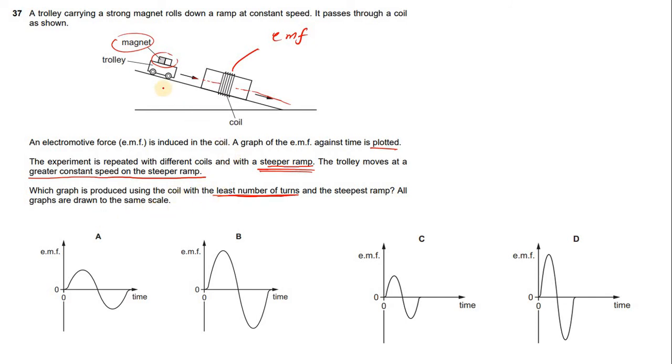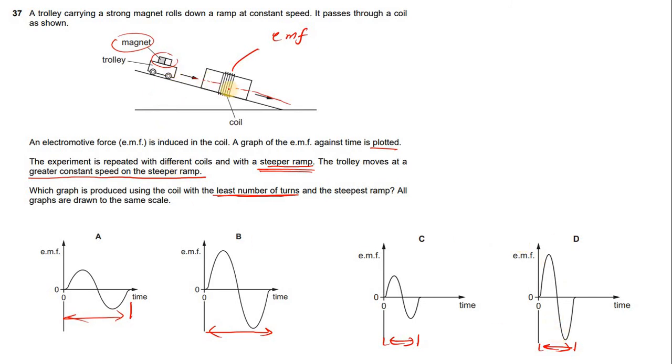Because the trolley will be moving fastest, EMF will be induced in a small amount of time. So the time interval will be less because of the high speed. That means A and B have the same time interval, and C and D have a small time interval. The time interval of A and B are the same, and the time interval of C and D are the same.